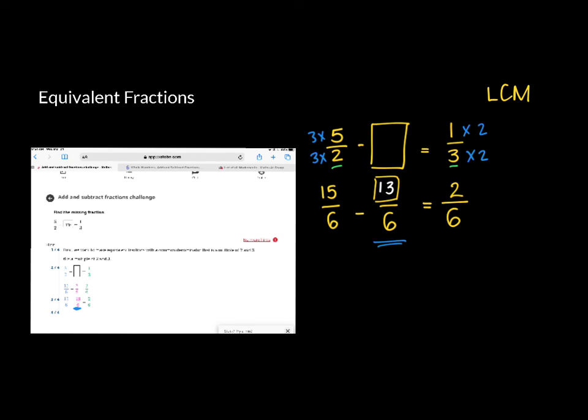I hope that explains the question. Try a couple more of these just so we get used to putting them all under the same denominator so that we can compare them to each other.